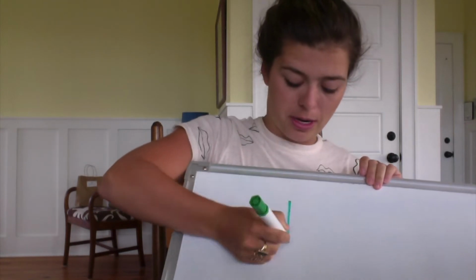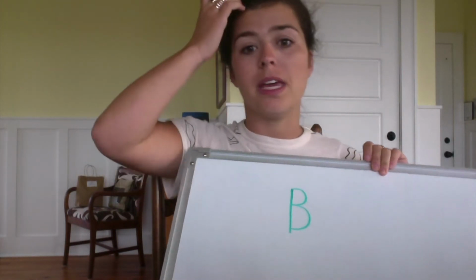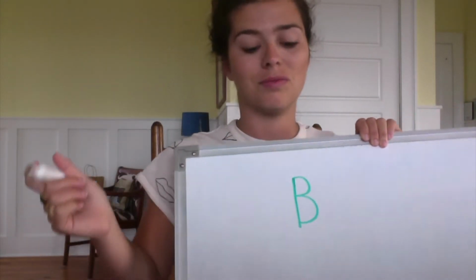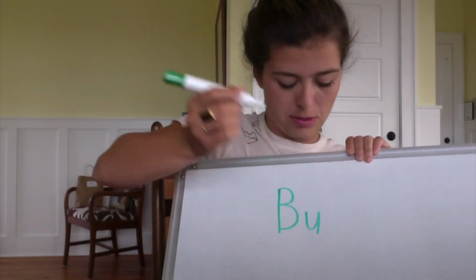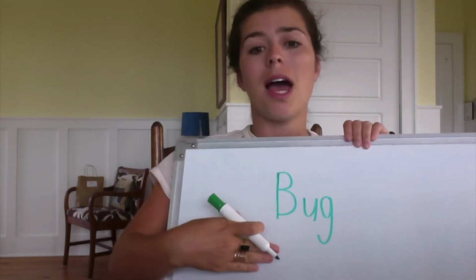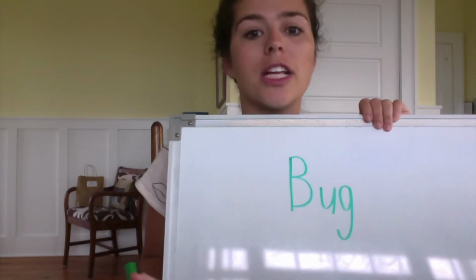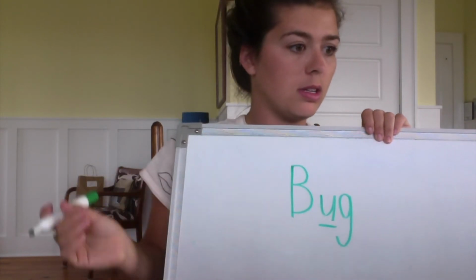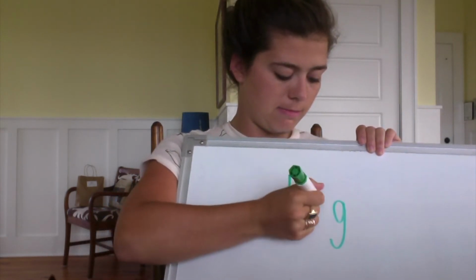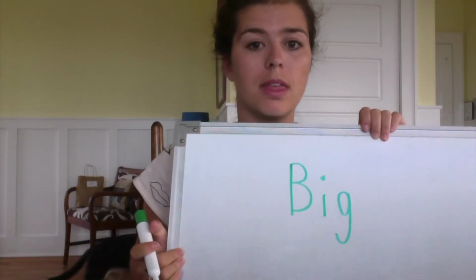bug. Let's tap out the word bug together. B, u, g, bug. What is that beginning sound that you hear? B. Great job, friends. What's that middle vowel sound? Remember, like you're getting hit in the tummy. Good. U, g, g. Okay, so if we know how to spell bug, if I change that middle vowel sound to an I, what does that word become?